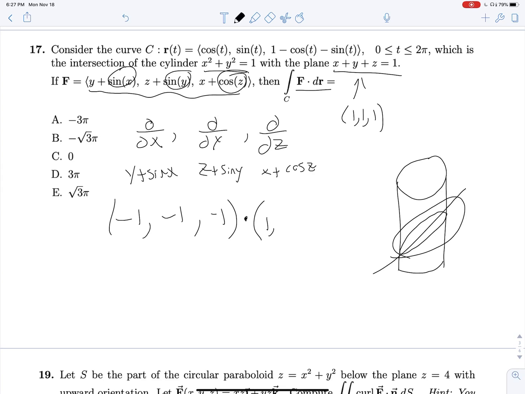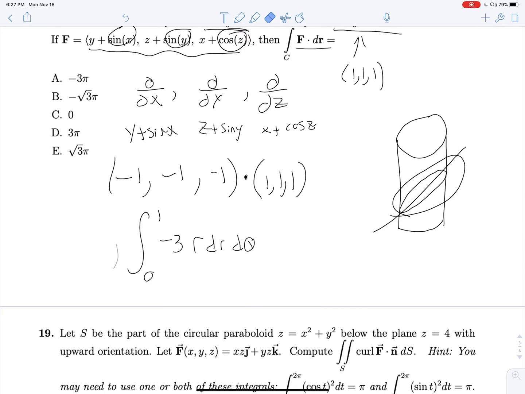We're dotting that with 1, 1, 1, which will give us -3, setting up our integral from 0 to 1, because the radius of our cylinder is 1, and from 0 to 2 pi, r dr d theta. And of course, like usual, we're not bounded on theta at all. We can put a 2 pi there. And -3/2 r squared on 0 to 1 will be -3/2 times 2 pi, which is -3 pi.